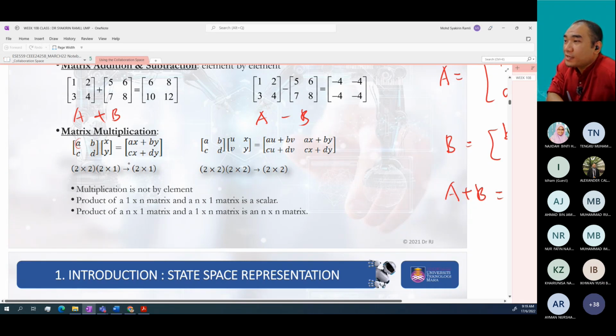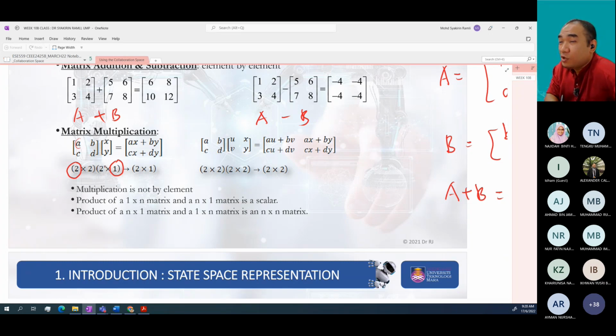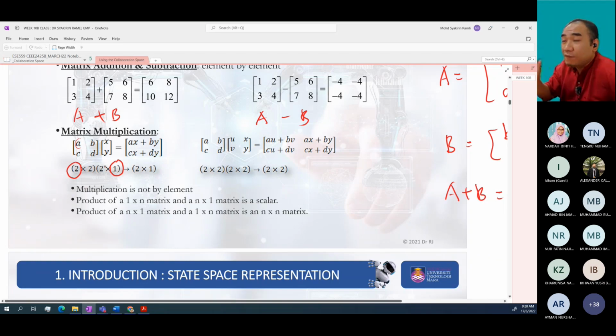So macam mana kita nak tahu dia punya dimension ataupun size untuk hasil multiplication? Kita tengok pada nombor yang pertama ni dan juga nombor yang hujung ni. Okay, ini adalah matrix 2 kali 2 multiply with 2 kali 1. The result is gonna be 2 kali 1. And you have to ensure that these two are the same size, barulah dia boleh multiply. Kalau you nak multiply with a different dimension, you will not be able to do multiplication. If you do multiplication in the MATLAB, it will give you some syntax error. Right.